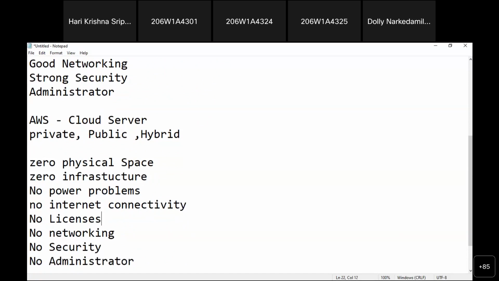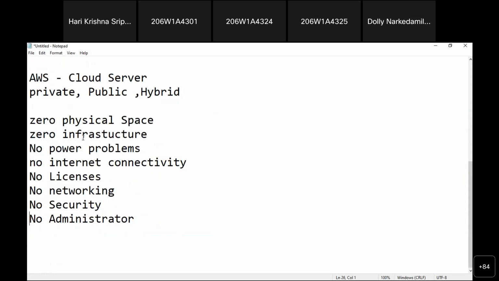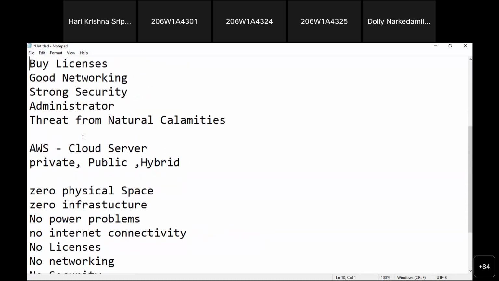And also there is one more thing I forgot: natural calamities, right? If there is severe rainfall or a severe earthquake, then your server will not function properly. But when you are working on the AWS cloud, there is zero threat from natural calamities.